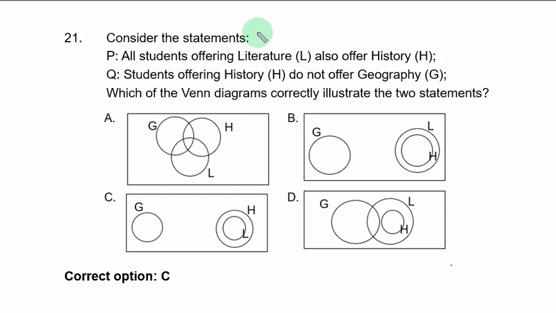The first statement, all students offering literature, means all students in literature are also in history. They also offer history. So between B and C, C is the correct option. Literature is in history. C is the correct option.